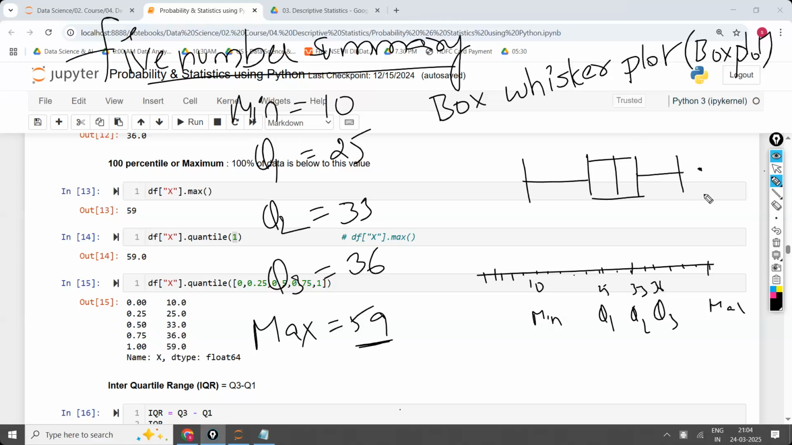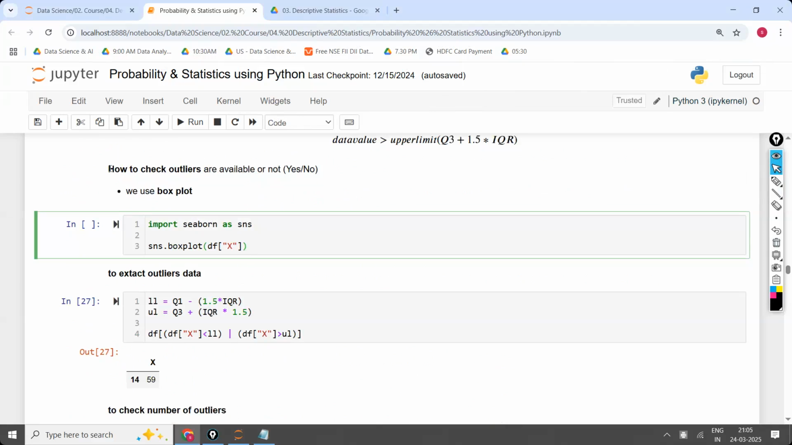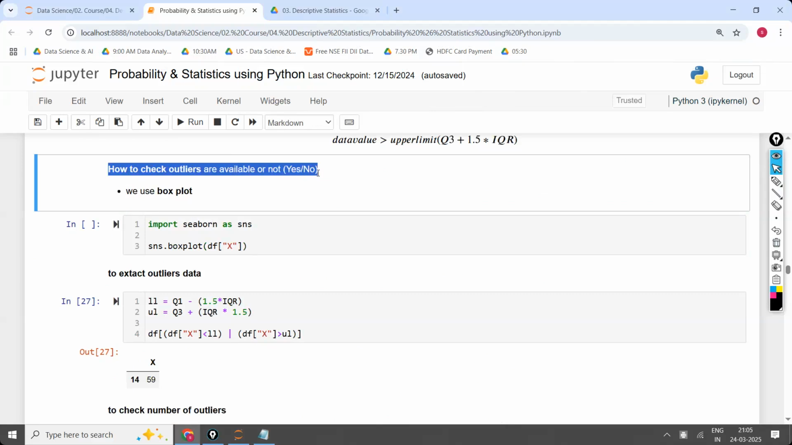Now, in the box plot, is any dot available? Dot is available means outlier is available. Dot is not there means outlier is not there. One dot or 2 dots or 10 dots, that is not important. Dot is there, or not there. Yes, sir, no. That's it. Dot is there means outliers are there. Dot is not there means no outliers. So the advantage of box plot is to identify outliers. See, how to check whether outliers are available or not? Yes or no. Only a yes or no question.